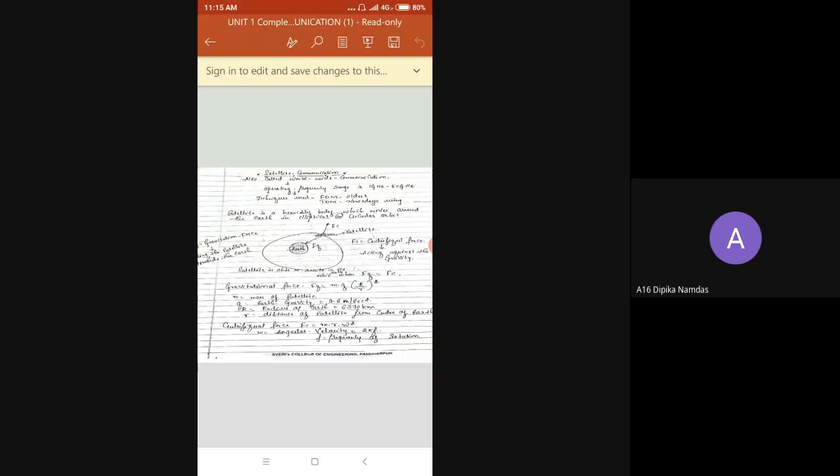Satellite is a heavenly body which moves around the earth in an elliptical or circular orbit. That is called a satellite. You have to take this diagram, where 2 forces are acting on this. One is gravitational force, one is centrifugal force.